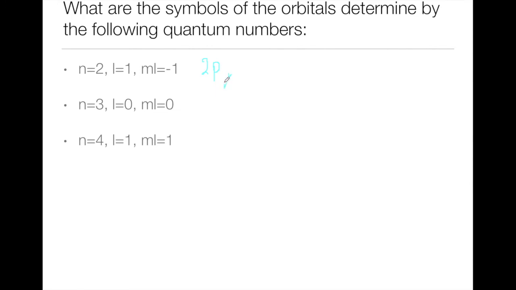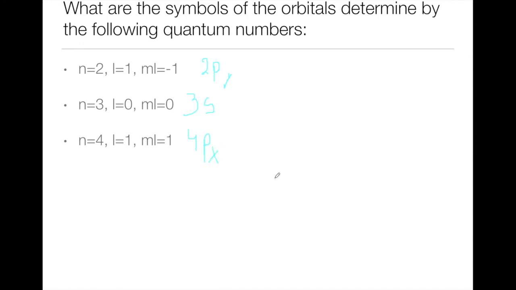Okay? Then 3, L equals 0. L equals 0 is the s orbital, and ml equals 0. The s orbital does not have any orientation, therefore 3s. And then n equals 4, L equals 1 is the p orbital, and ml equals 1 is the x orbital, therefore 4px.